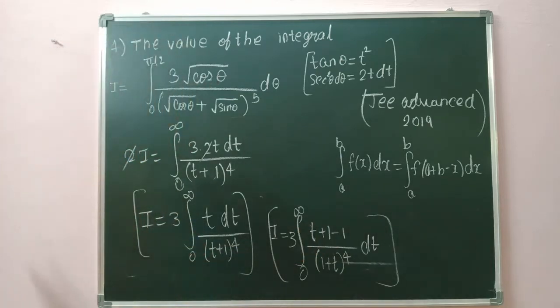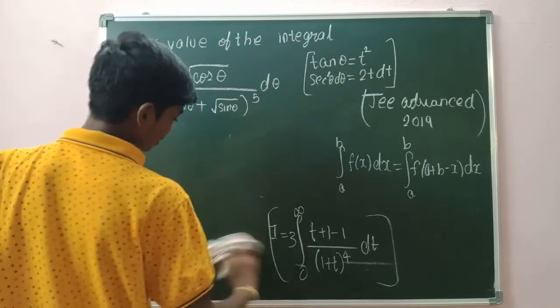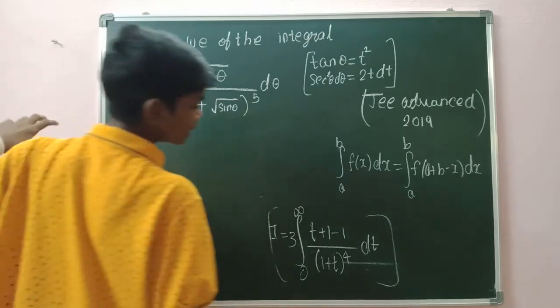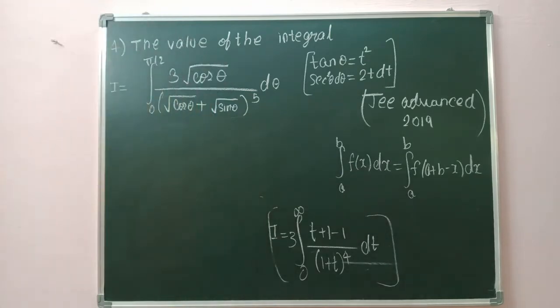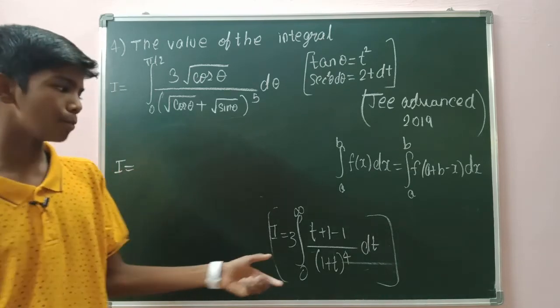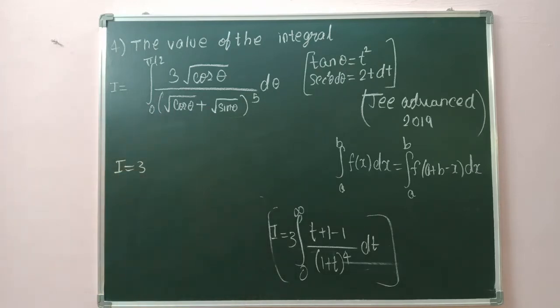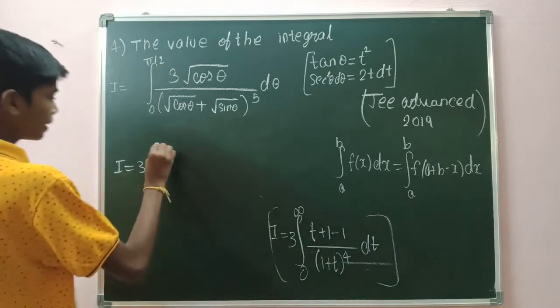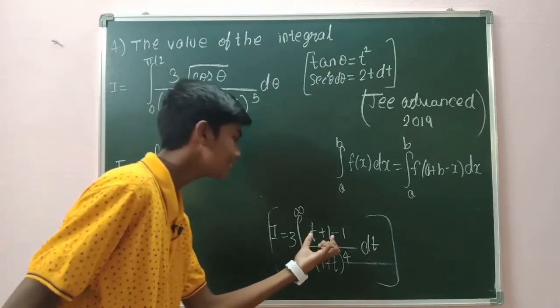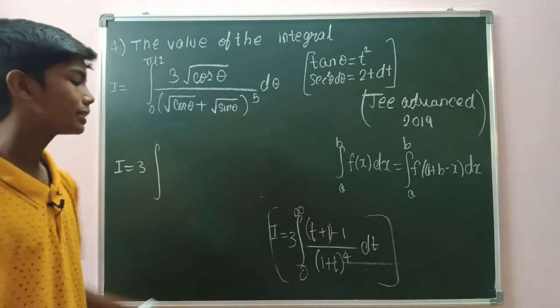Correct? So now what is the need of adding and subtracting 1? You guys will have doubt on it. So why I am doing that is, listen, if I do like that, can't I write this integral by the splitting method, guys? I hope you know that. You can also use partial fractions, but here I am using this. So 3 into integral of, I can split it, take this t plus 1 as one term. That will give (t plus 1) by (1 plus t) power 4 minus 1 by (1 plus t) power 4.